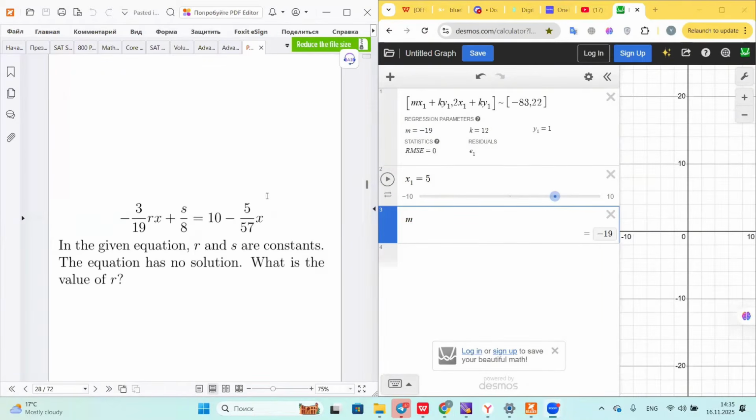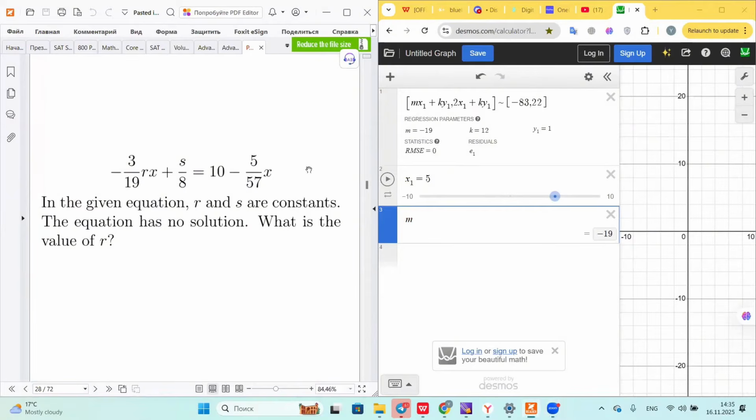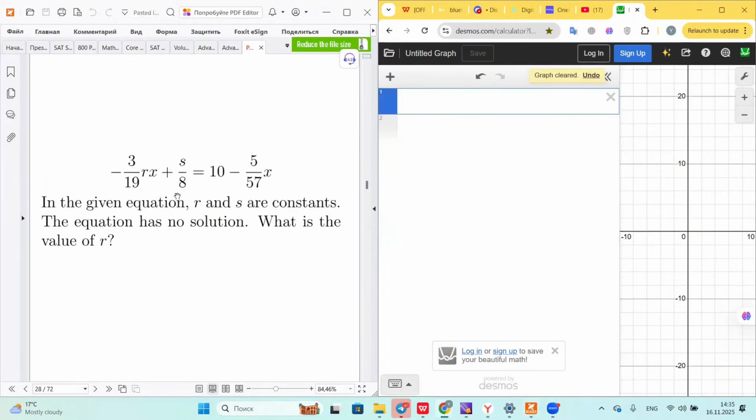Let's learn this type of question as well. You can see it's also from a real SAT test. How will we approach this problem? For example, you are given two expressions, and it says the system has no solution. For there to be no solution, the two lines should be parallel. The slope of this expression is equal to this one.